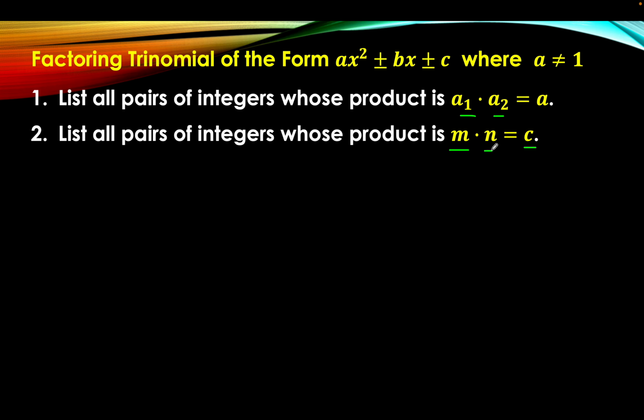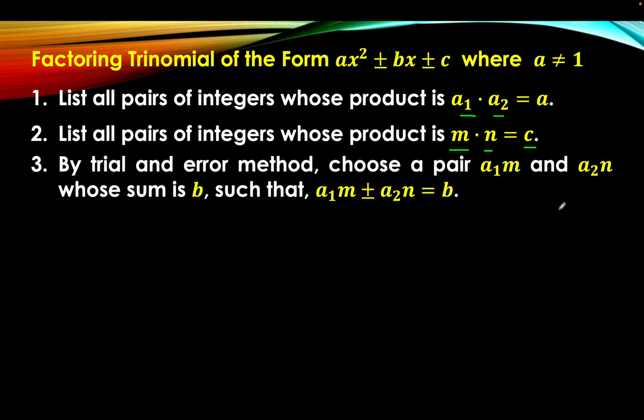Then in step 3, we're going to choose a pair a sub 1 m and a sub 2 n whose sum is b, such that a sub 1 m plus minus a sub 2 n equals b. In step 3, we'll use a trial and error method to determine the various combinations of factors that can be multiplied and added to get b.